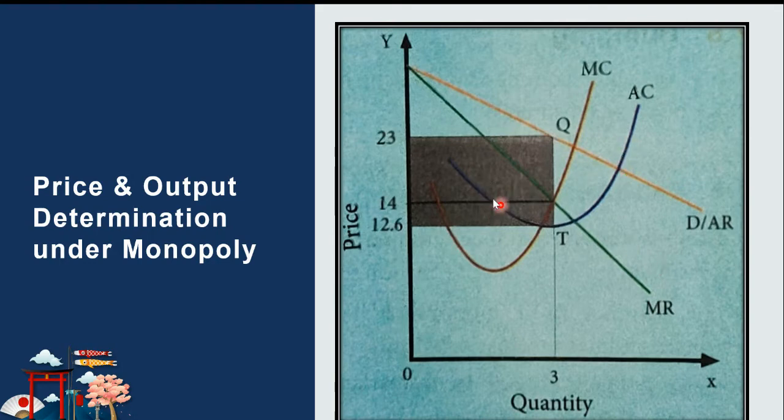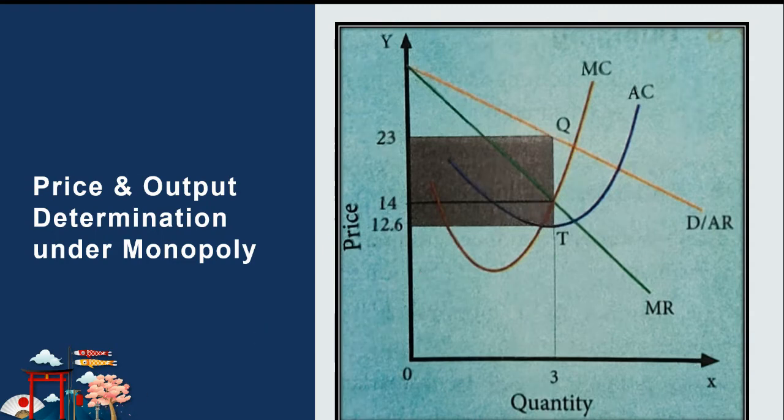AC curve is a U-shaped curve. You should not forget that. Then how will your MC curve be? MC is also a U-shaped curve. But in the fourth chapter, we studied that the MC curve cuts the AC curve from below. There was a topic, relationship between AC and MC. If you go back to the diagram, you will be able to understand this better. So you have to draw the AC curve, and MC cuts it at its lowest point. MC curve is also a U-shaped curve. So all that we have finished now: X-axis, Y-axis, AR, MR, AC, MC.